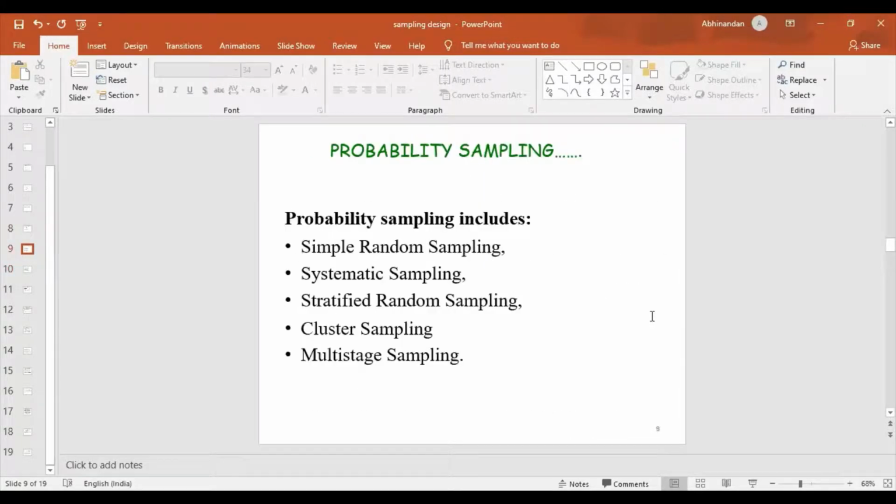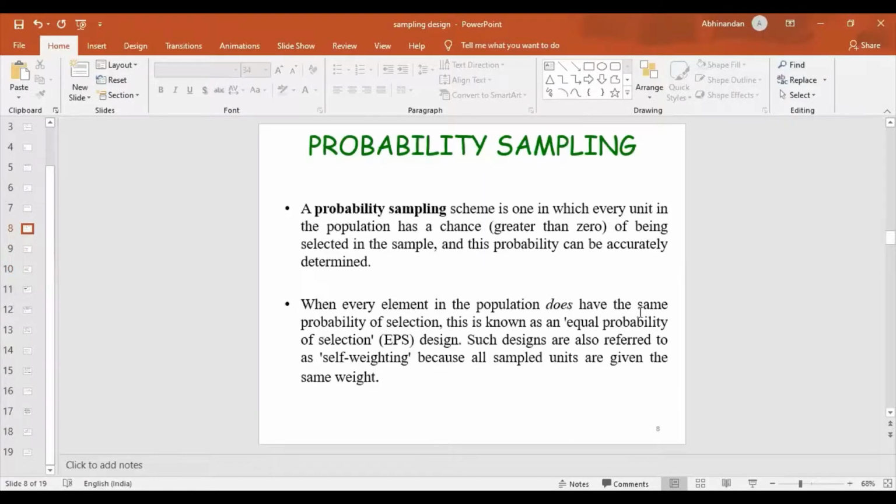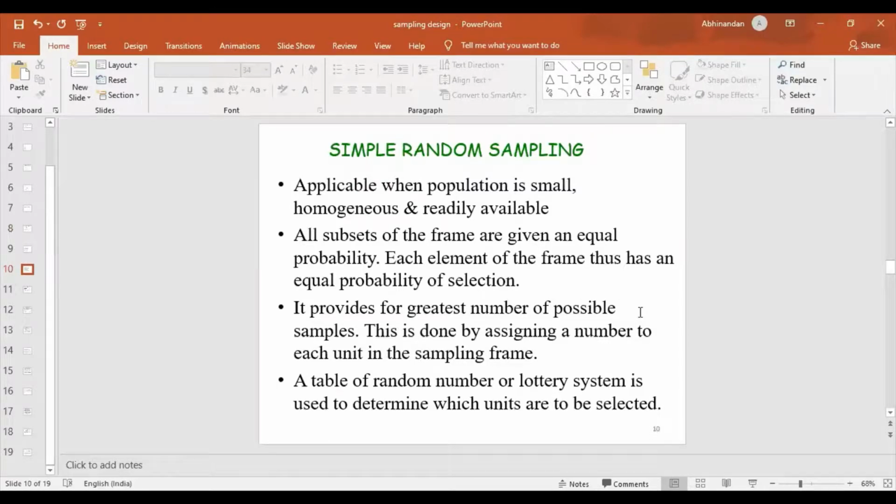Simple random sampling technique is applicable when the population is small and homogeneous. Homogeneous means the character, the nature of the population is the same, and it is readily available. All subsets of the frame are given an equal probability. Each element of the frame thus has an equal probability of selection. It provides for the greatest number of possible samples. So I'll explain it in a simple way.